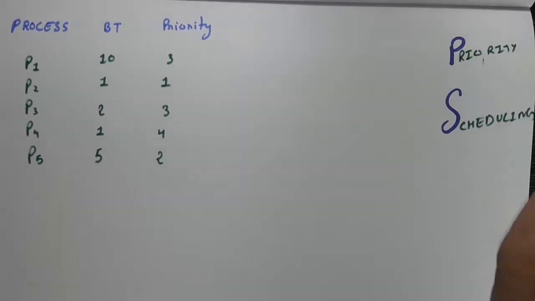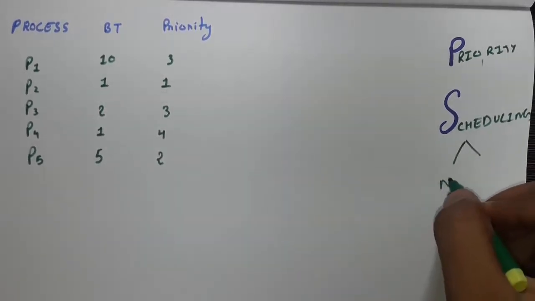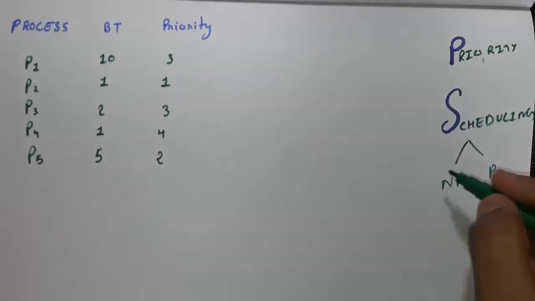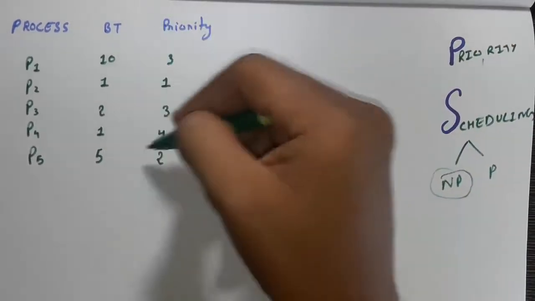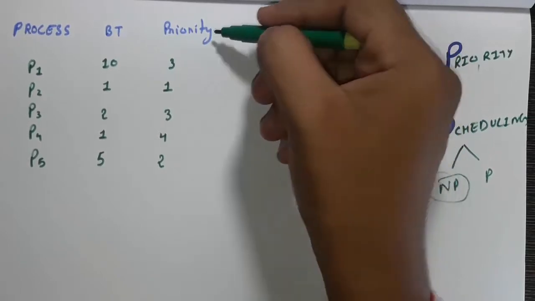So in priority scheduling there are also two types. First is the non-preemptive and second is preemptive. So this will be the non-preemptive type question. And now, what is priority scheduling? In priority scheduling you can see in the question there is no arrival time but the priority.